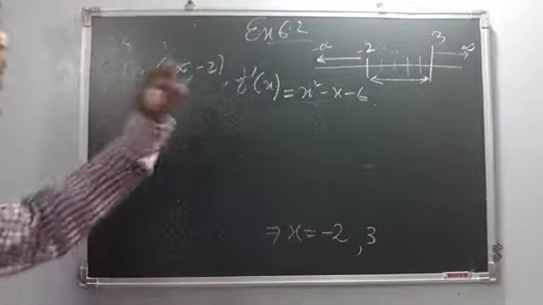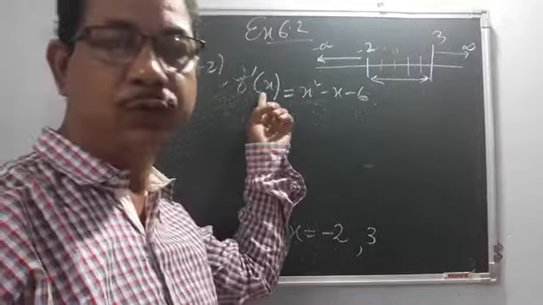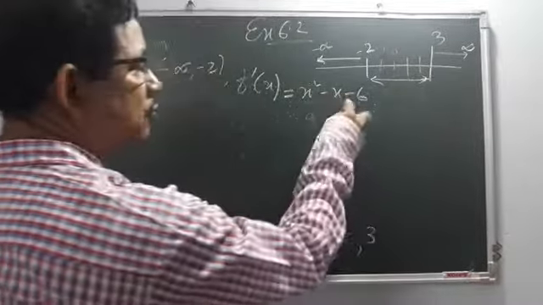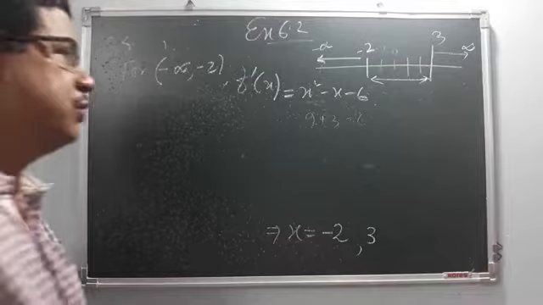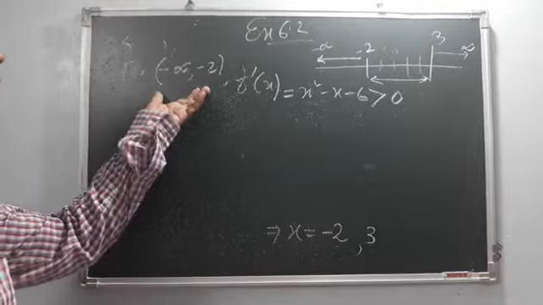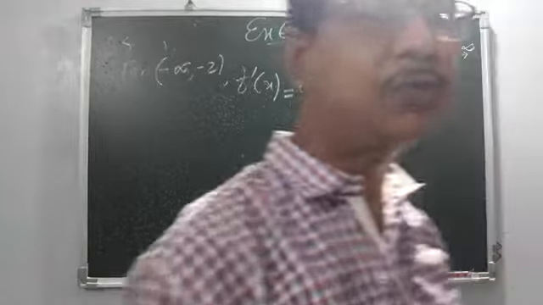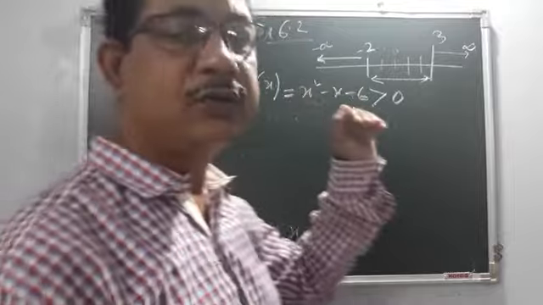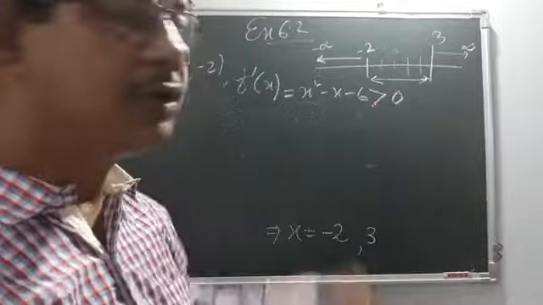If we put any value between minus infinity and minus 2, suppose minus 3, minus 3 square is 9. Minus of minus 3 is plus 3, so 9 plus 3 is 12, and 12 minus 6 is 6. Is it a positive term? Yes, so it is greater than 0.